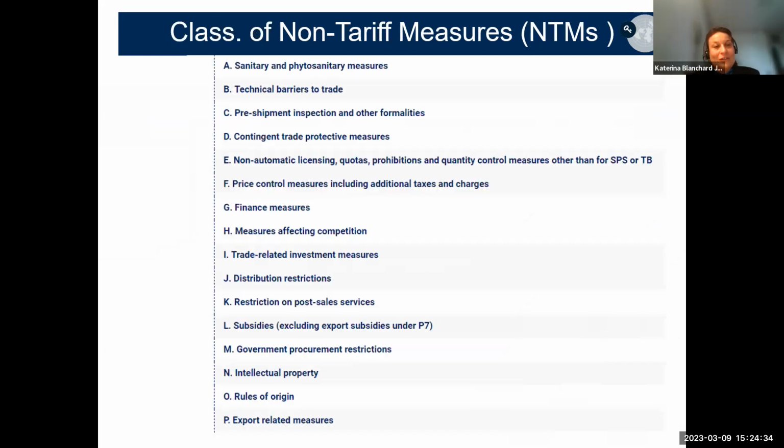At ITC, we use this classification of non-tariff measures. If you are interested in learning more, I strongly recommend you check our business surveys. They have a very well-developed methodology on this, and there is the link to the business surveys on the website of the Market Access Map.